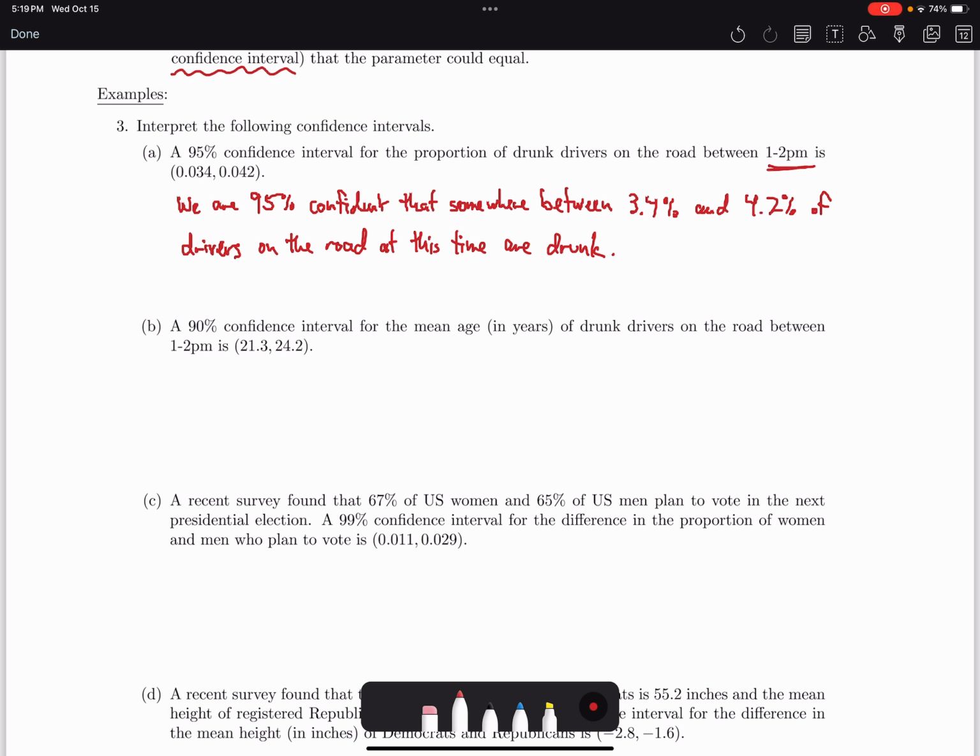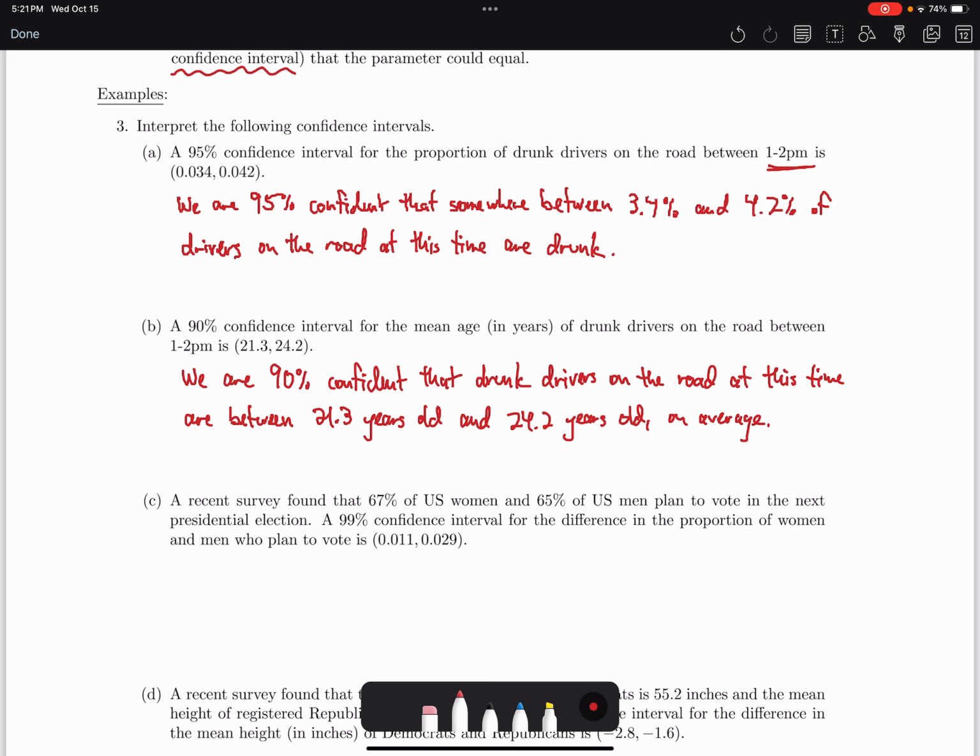Part B, a 90% confidence interval for the mean age in years of drunk drivers on the road between 1 and 2 p.m. is 21.3 to 24.2. So once again, I'll let you give the video a pause and write down an interpretation.